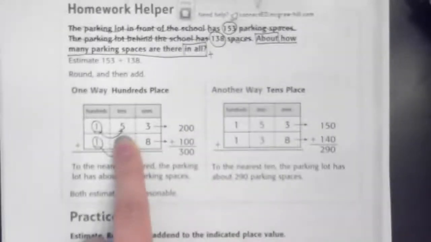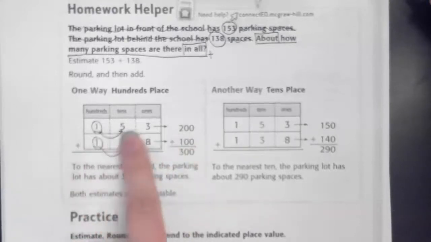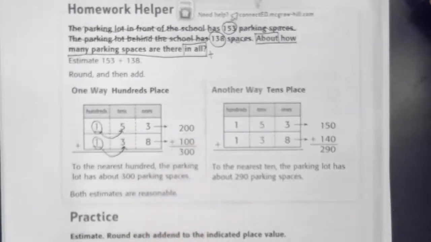If my number next door is 5 or greater, 5, 6, 7, 8, or 9, that's going to tell me that I'm going to bump up this circled number. So this is a 5, which means I'm going to bump it up. 1 bumped up is a 2, so 153 rounds to 200.